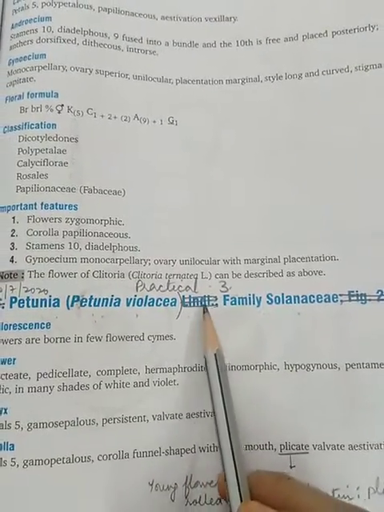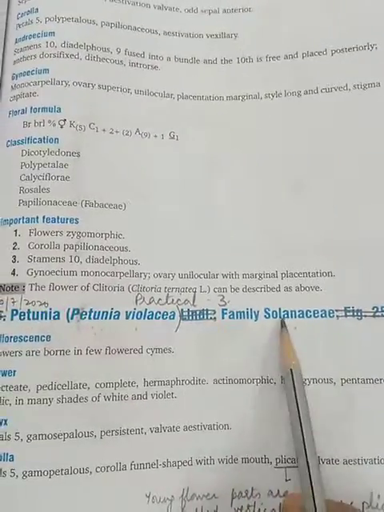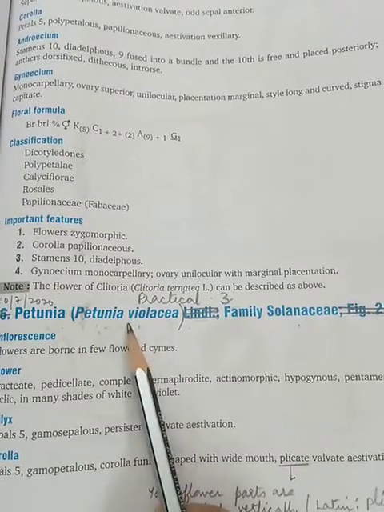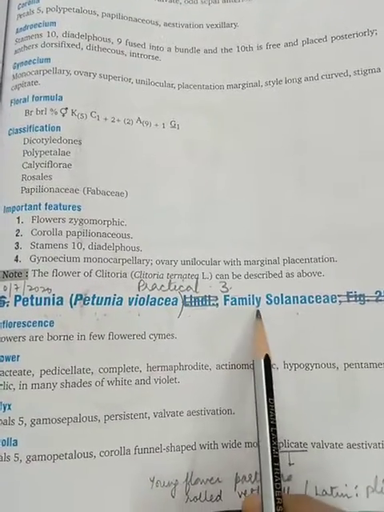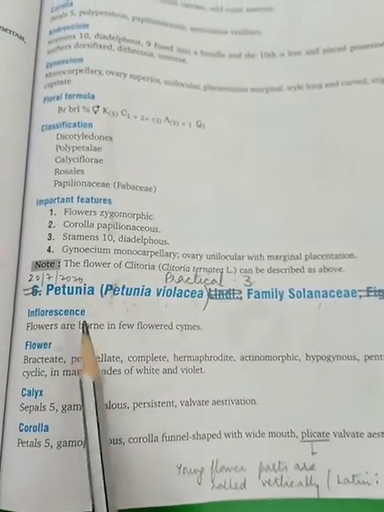In pencil, whatever you can see is crossed. You don't have to write, children. So please write only these 3 things as heading. Petunia in the bracket, Petunia violacea, and below that in the next line you can write family Solanaceae. Your description begins from here.